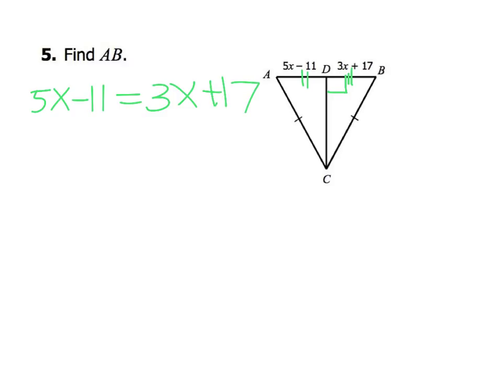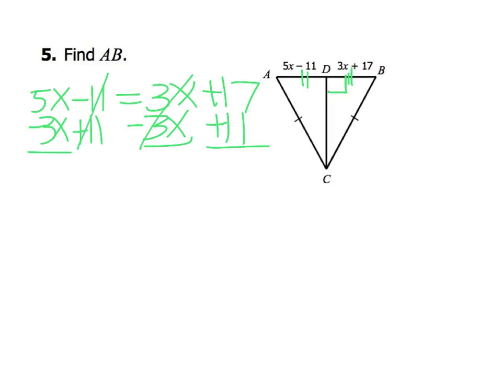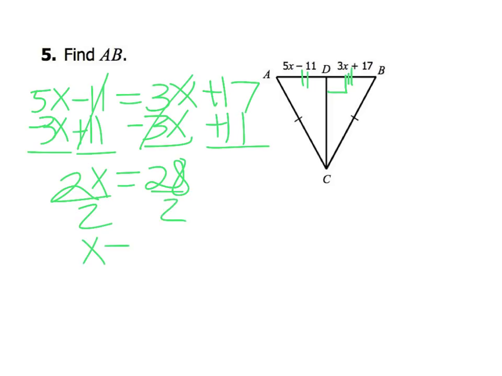Now we can solve for x. So subtract 3x from both sides, add 11. We get that 2x equals 28, divide by 2, so x equals 14. Now our goal is to find AB.